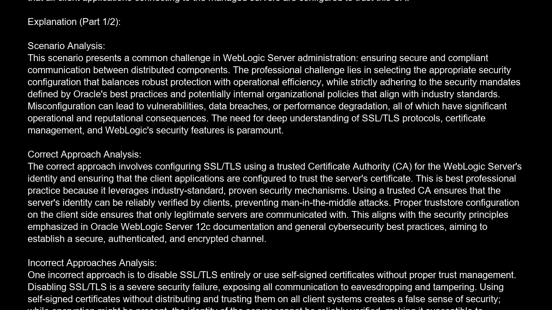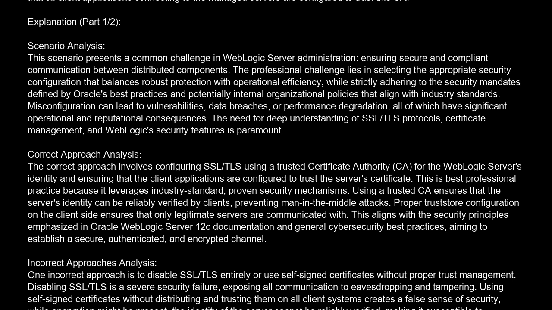Need for deep understanding of SSL/TLS protocols, certificate management, and WebLogic security features is paramount. Correct approach analysis. The correct approach involves configuring SSL/TLS using a Trusted Certificate Authority (CA) for the WebLogic server's identity and ensuring that the client applications are configured to trust the server's certificate. This is best professional practice because it leverages industry-standard, proven security mechanisms.